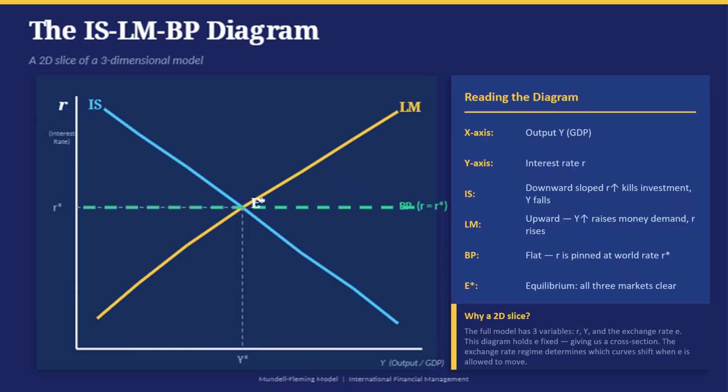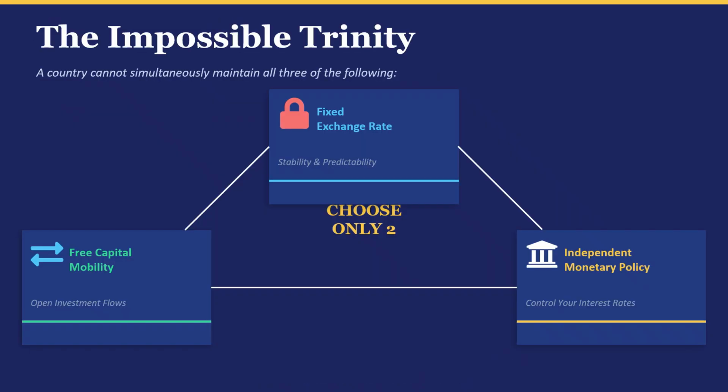When we move on to policy analysis in the next slides, what changes is whether the exchange rate is locked with a fixed policy or whether it's free to settle at a new level in a floating rate. That's what changes which curves move and why. This is the impossible trinity, also called the trilemma. It's probably the most famous concept that the model produces, and the idea is simple.